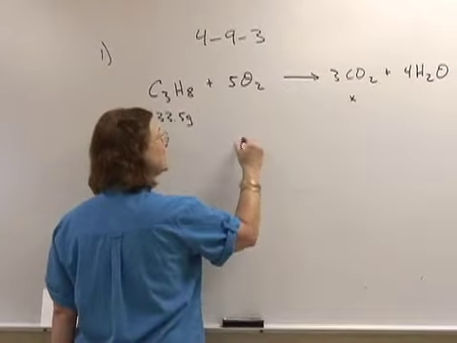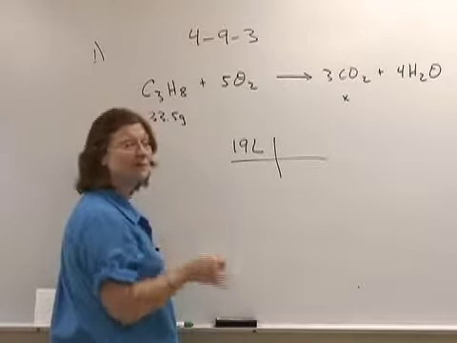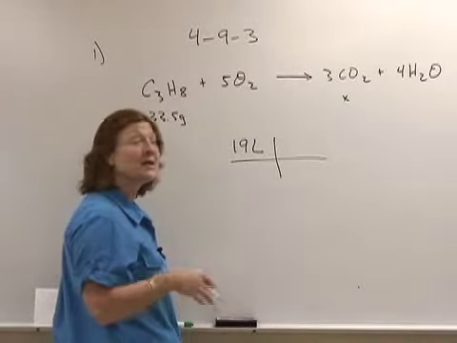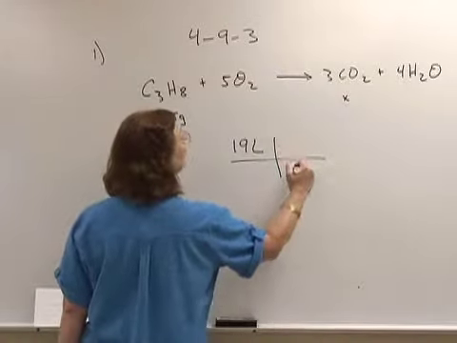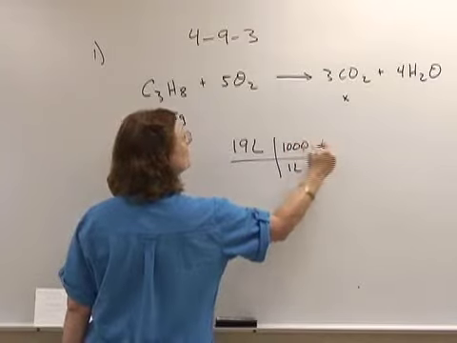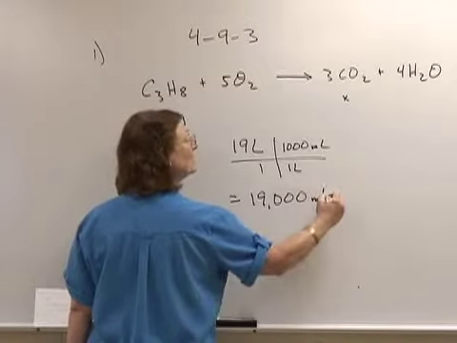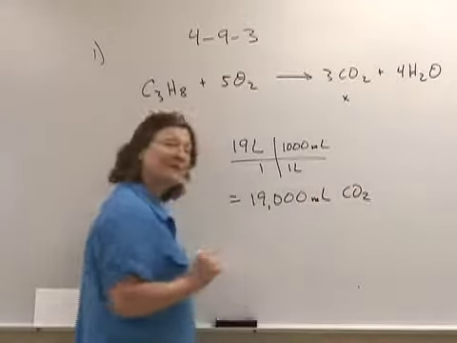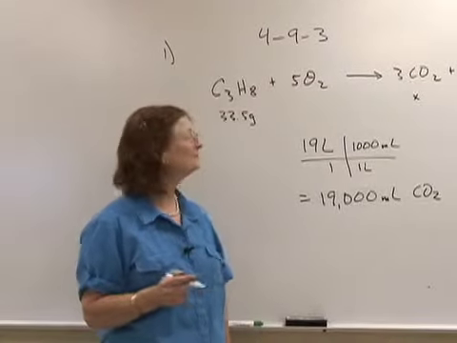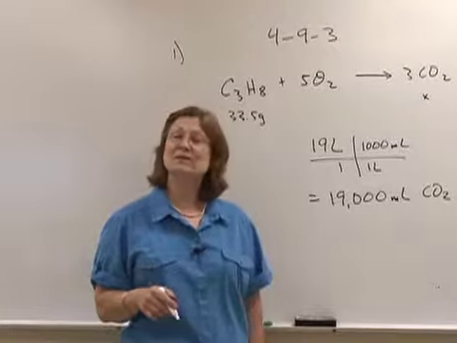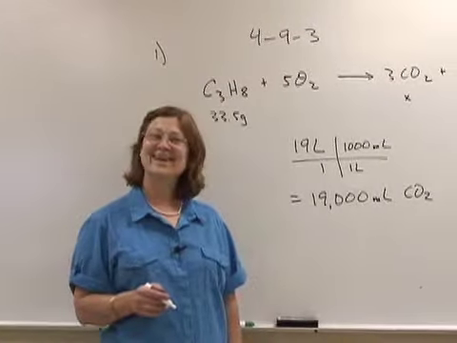We have 19 liters, and we need to change it to milliliters. You will need to be able to make all kinds of different conversions: decimeters cubed, centimeters cubed, milliliters. In 1 liter, I have 1,000 milliliters. And therefore my answer here is 19,000 milliliters of carbon dioxide. We try to be as concise as possible in our final answer. And that's how you do one of these problems at non-standard conditions. I'll see you in a moment.